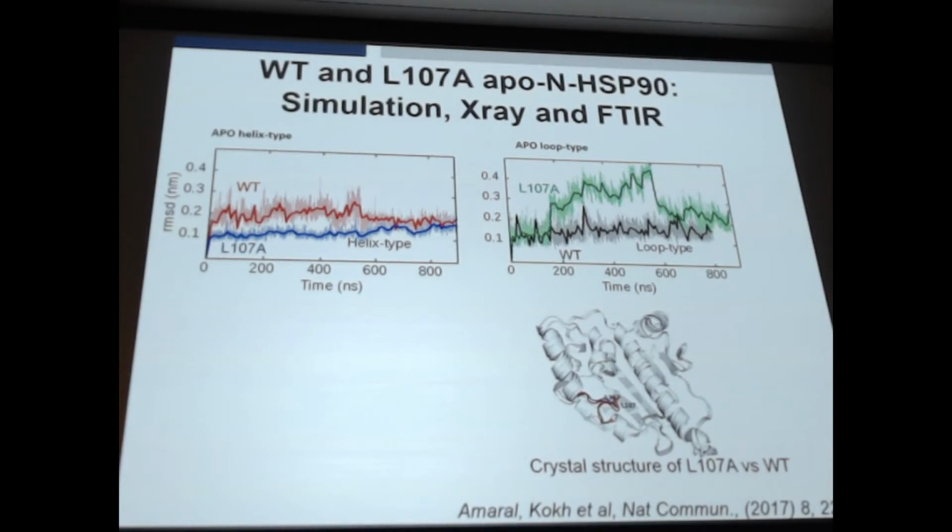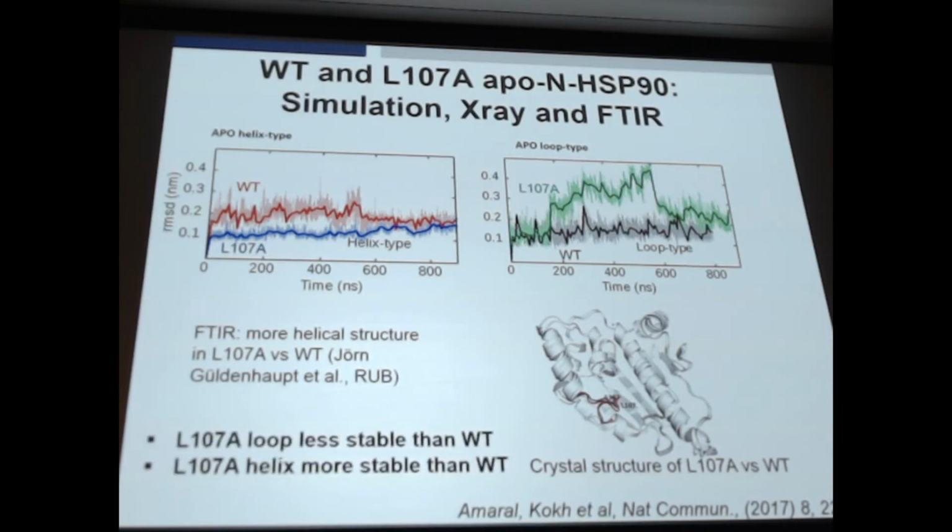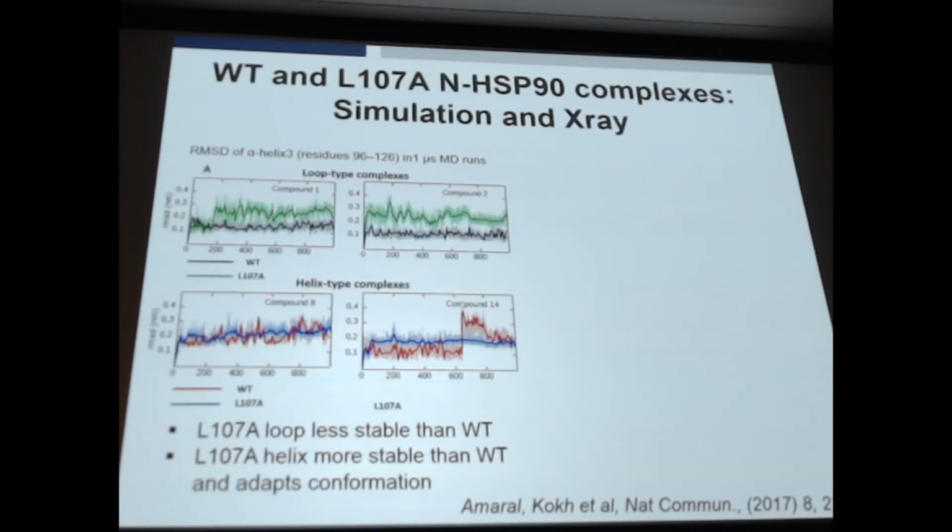So that didn't really tell us much. Then we have some data from FTIR from Jörn Gudenholt in Bochum, and he actually saw in his studies in solution that there's more helical structure in the mutant. And we're in the process now of also doing NMR studies on this system, which show us that the protein in the APO form is rather flexible, and that this is not the main conformation that you have of the protein.